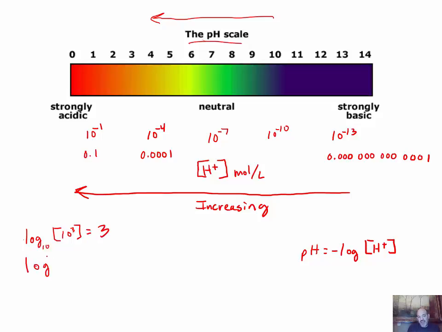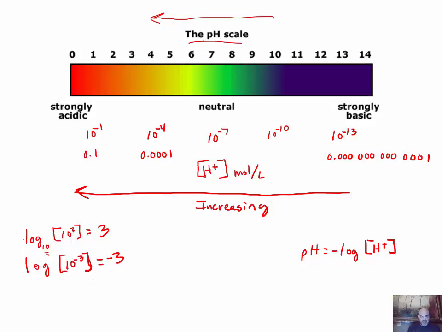If I were to say log, and I'm not going to write the 10 anymore because if it's not written, it's understood, if I said log of 10 to the negative 3, my answer would be negative 3. So the answer is the exponent. And if you know you're on a log scale, then negative 3 would be equal to 10 to the negative 3, which is a small number. It's 0.001.